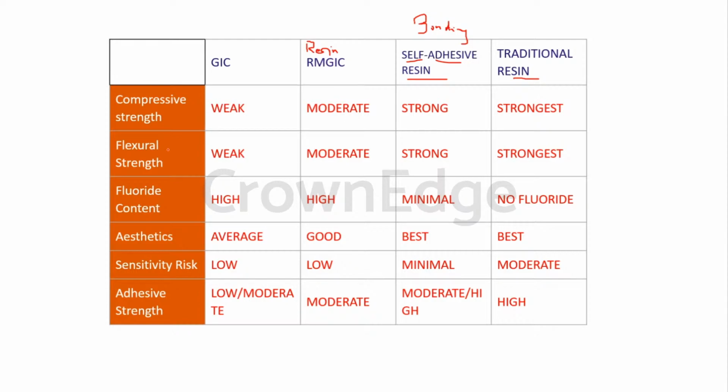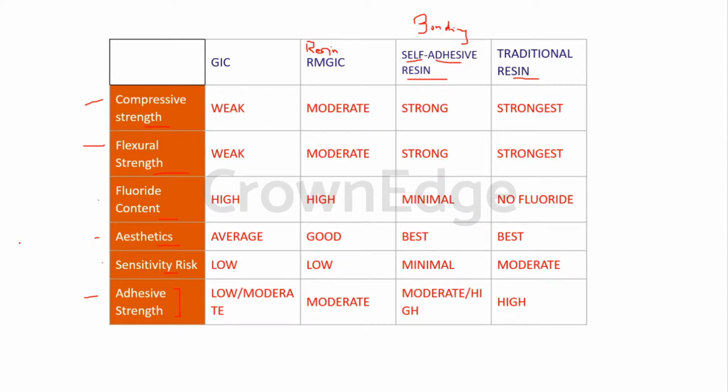Questions in NEET can be asked with regards to which of these cements has a better compressive strength, which has a better flexural strength, which has higher fluoride content, which is aesthetic, which has sensitivity risk, or which has the best adhesive strength. As you can see here, your traditional and self-adhesive resin cements are the best with regards to adhesion, aesthetics, flexural, and compressive strength. But they are very poor with regards to sensitivity risk and fluoride content.